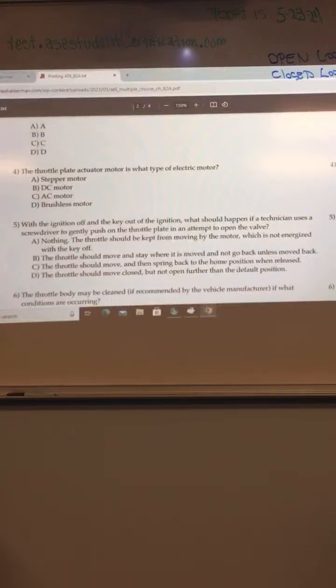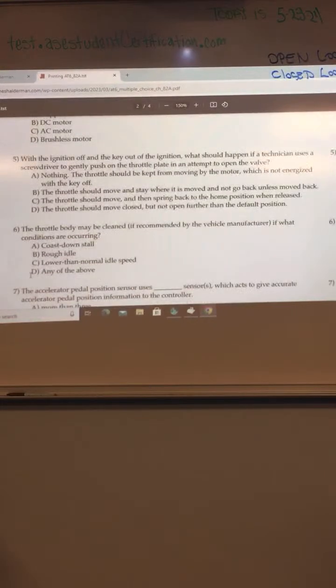Number 4, I thought about, is going to look familiar to you tomorrow. Throttle plate adapter motor is what type of electric motor? B. That is correct, it is a DC motor. 3 was A, right? 3 was A, yes.